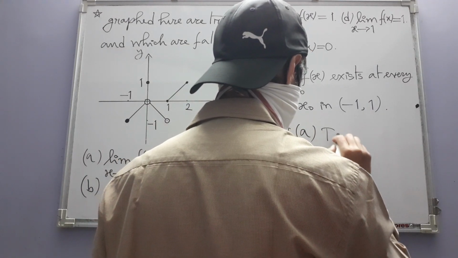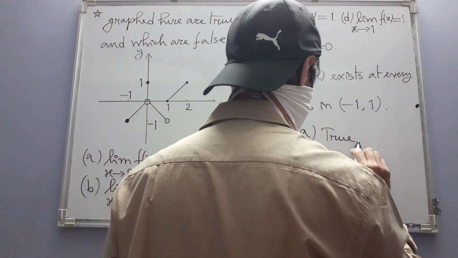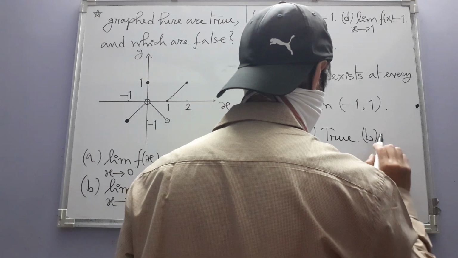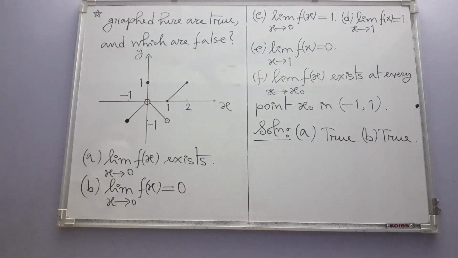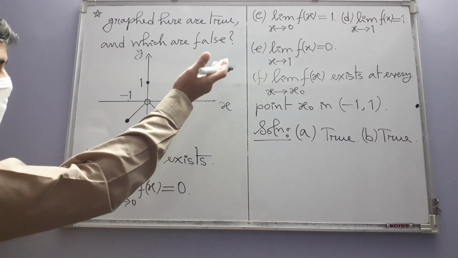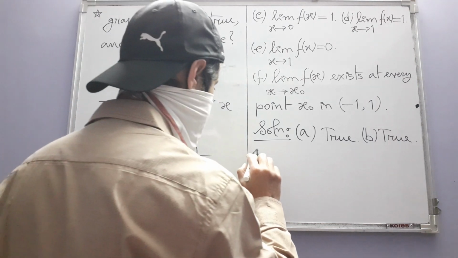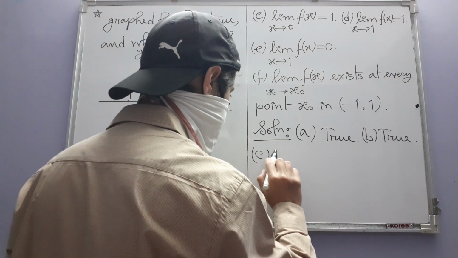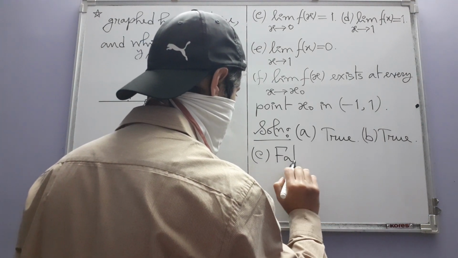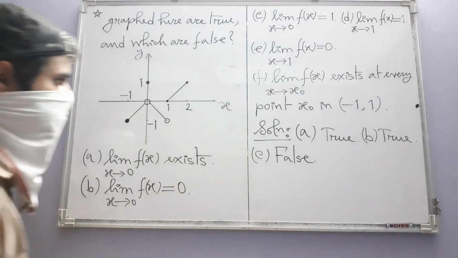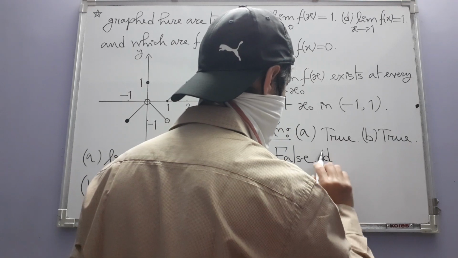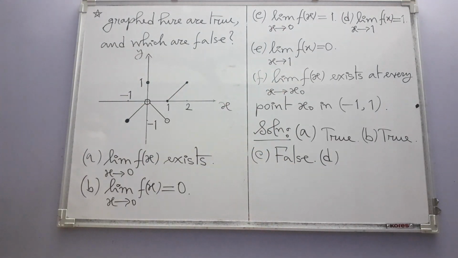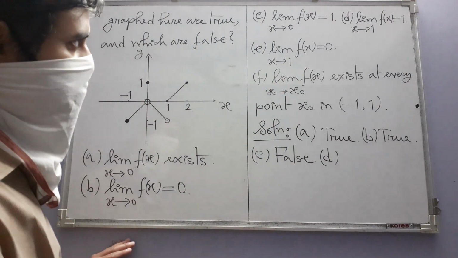So A is true, B is also true. Okay, let me write like this. Because B is true, C is automatically false. Then D. Now what happens to D?